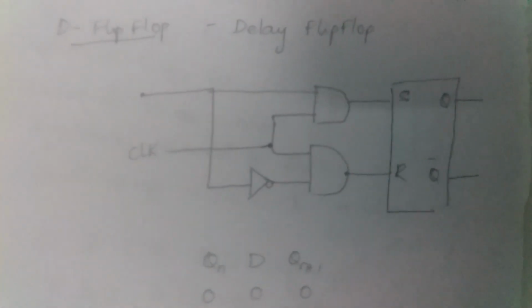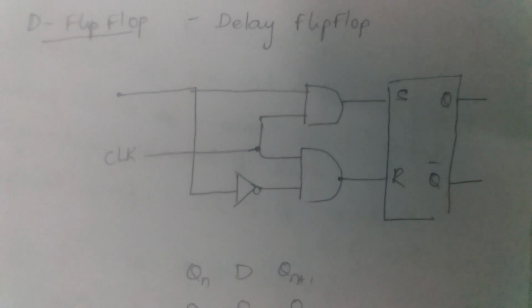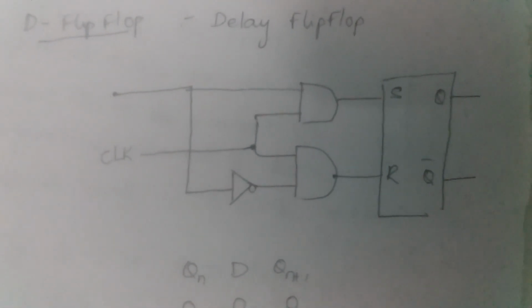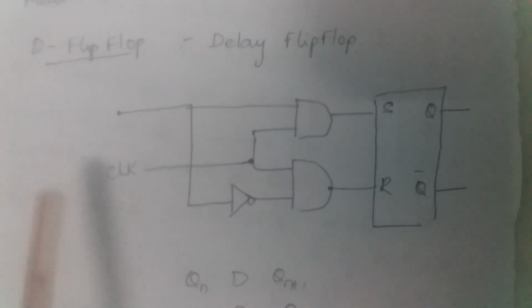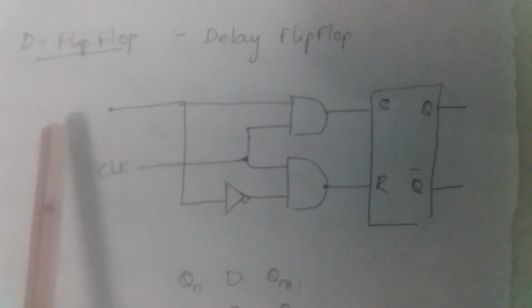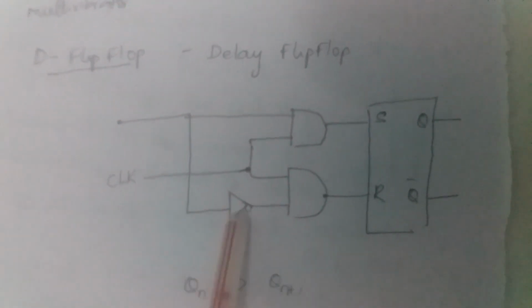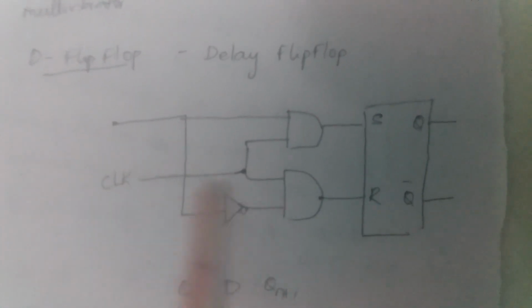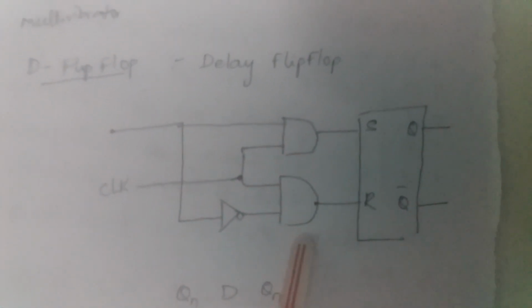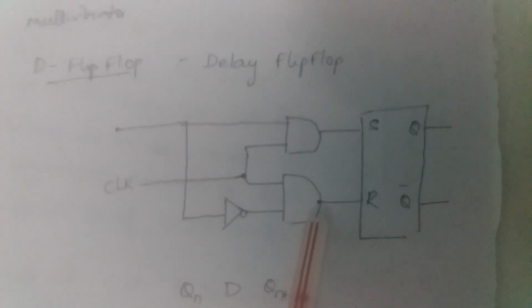D flip-flop. D flip-flop is also called delay flip-flop. Here the input is passed to the output after some time delay. So here the forbidden state of RS flip-flop is avoided. Here there is only one input. This input is inverted and given to the other gate. And clock is applied as input to both the AND gates.